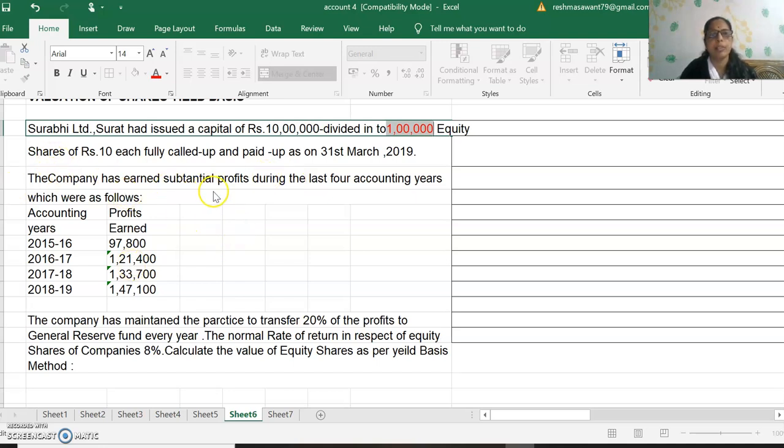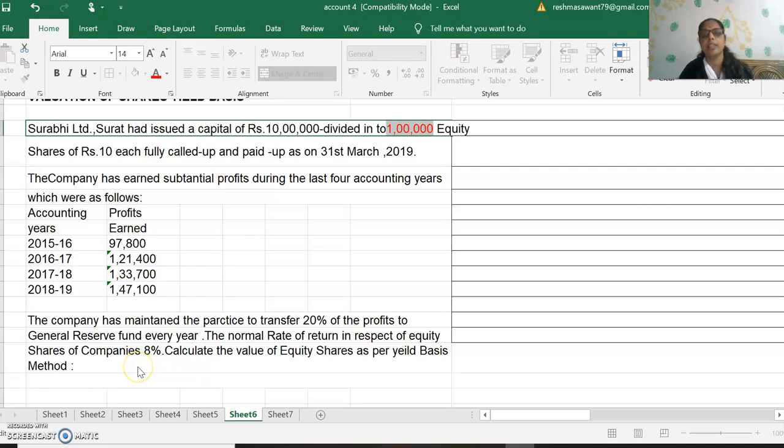The company has earned substantial profit during the last 4 accounting years, which were as follows: 2015-16, 97,800; 2016-17, 1,21,400; 2017-18, 1,33,700; 2018-19, 1,47,000. The company has maintained the practice of transferring 20% of profit to the general reserve fund every year. This is one more important piece of information. It is important to identify the normal rate of return. The normal rate of return in respect of equity shares of companies is 8%. Calculate the value of equity share as per the yield basis method.